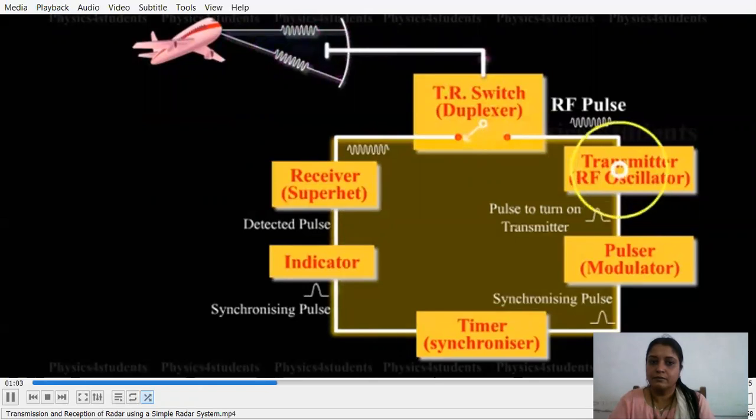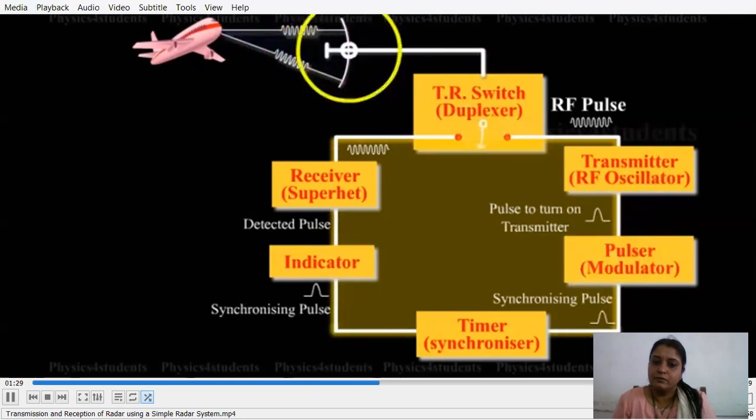The transmitter is essentially a high-power magnetron oscillator which generates high-power pulses. This transmitter is turned on and off with a periodic pulse from the pulsar. Thus, the transmitter generates periodic pulses of very short duration. These short pulses are fed to the antenna, which radiates them into the space. The antenna is highly directional.